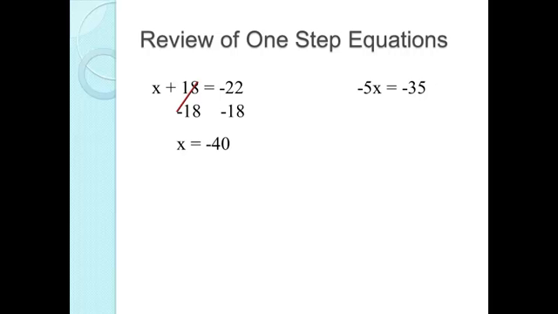In the second example, the x is being multiplied by negative 5. We must then divide by negative 5 on both sides. The negative 5's will cancel, and negative 35 divided by negative 5 gives us x equals 7. To check, we can plug 7 back into the original equation. We know that negative 5 times 7 does equal negative 35, so we know our answer is correct.